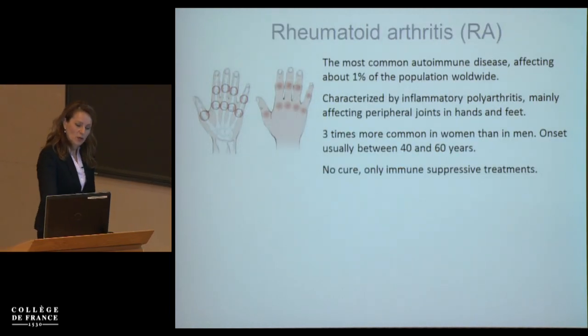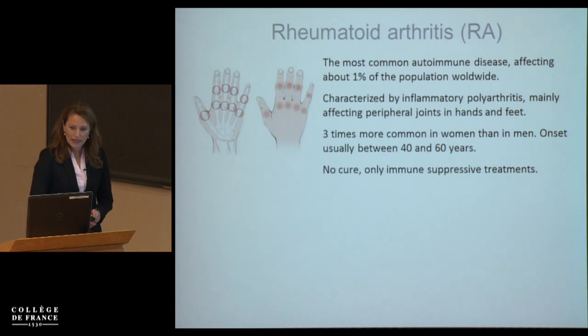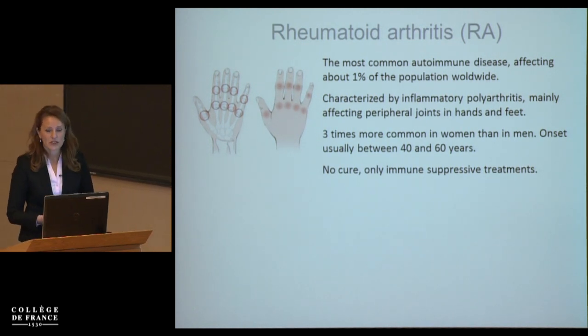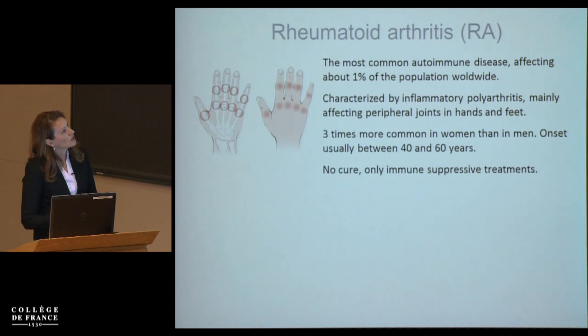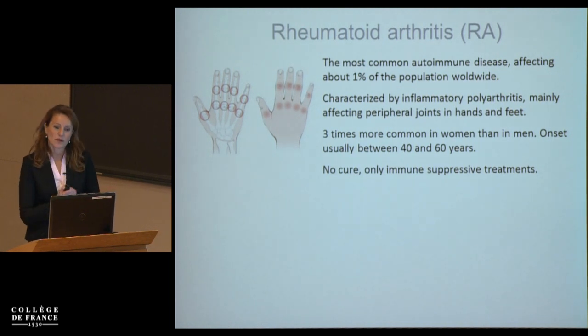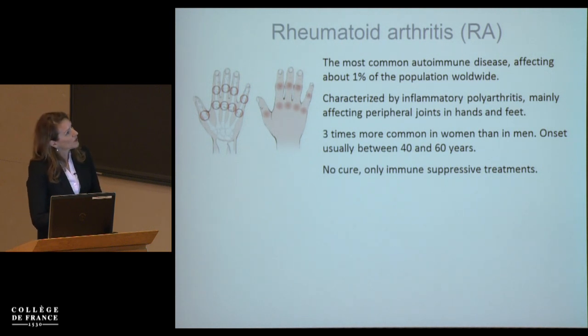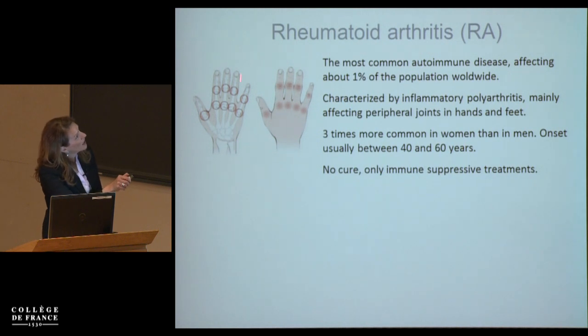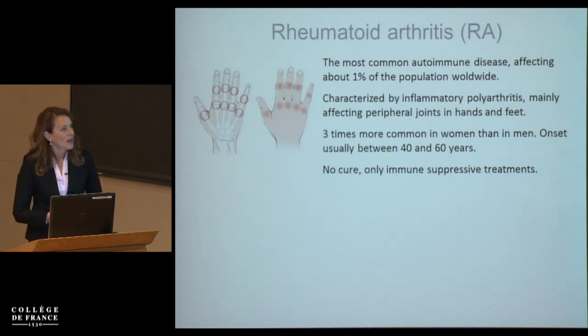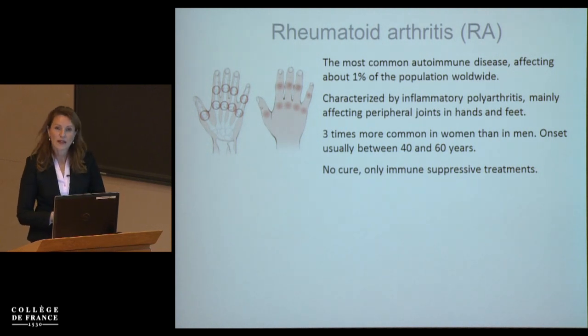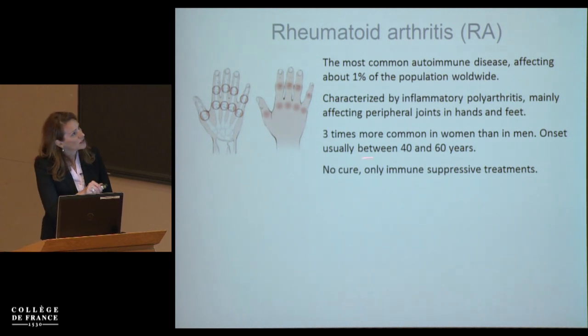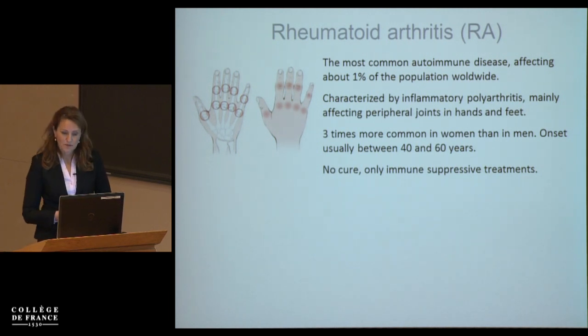The model of autoimmunity that I study is rheumatoid arthritis, and this is the most common autoimmune disease. It affects about 1% of the population, and it's spread all over the world. It's characterized by inflammatory polyarthritis, mainly affecting the peripheral joints of the hands and feet, as shown here. These typical joints are affected. What is interesting is that this disease is more common in women than in men, and the onset is usually between 40 and 60 years.